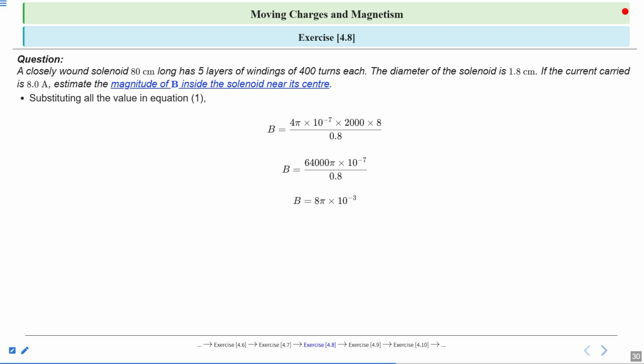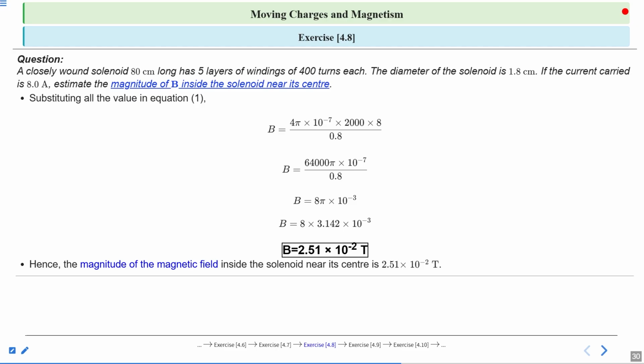So B is equal to 8 pi into 10 to the power minus 3. It will result in 8 into 3.142, which is the value of pi, into 10 to the power minus 3. So the final answer is B equal to 2.51 into 10 to the power minus 2 Tesla. The magnitude of magnetic field inside the solenoid near its center is 2.51 into 10 to the power minus 2 Tesla.